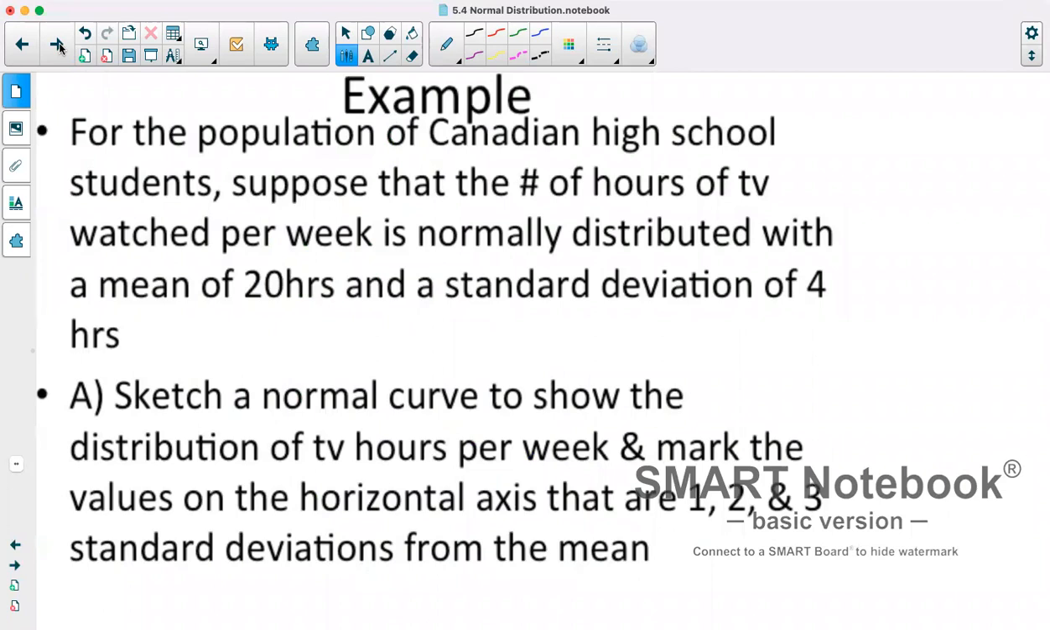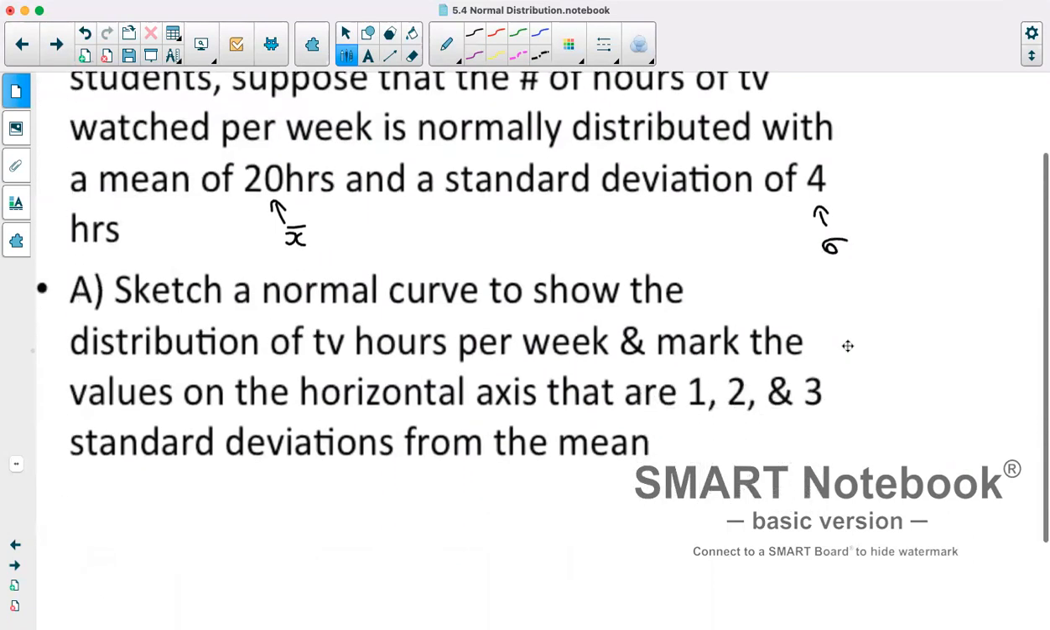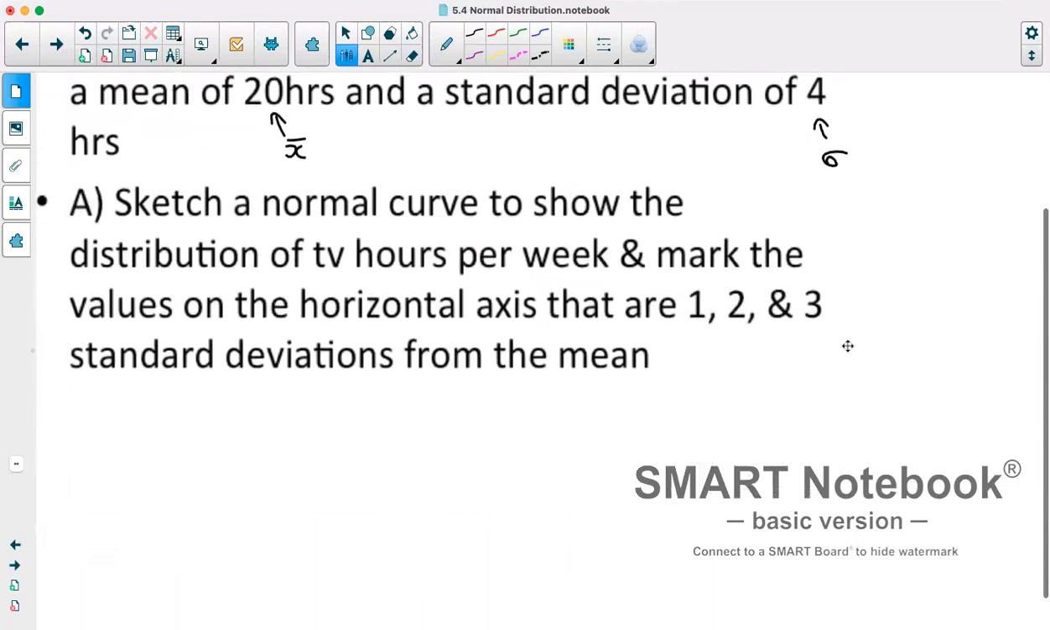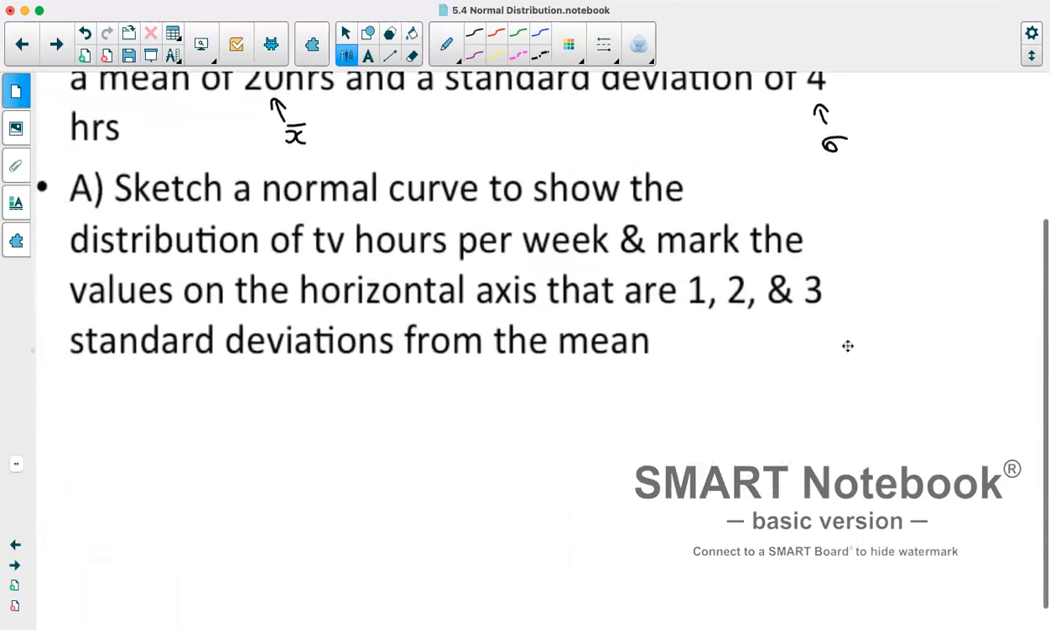Okay, so we'll do an example for the population of Canadian high school students. Suppose that the number of hours of TV watched per week is normally distributed with a mean of 20 hours and a standard deviation of 4 hours. We want to sketch a normal curve to show the distribution of TV hours per week and mark the values on the horizontal axis that are 1, 2, and 3 standard deviations from our mean.